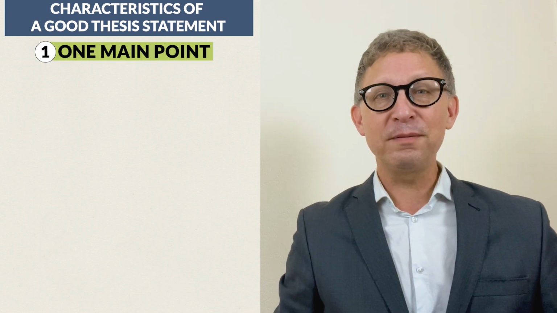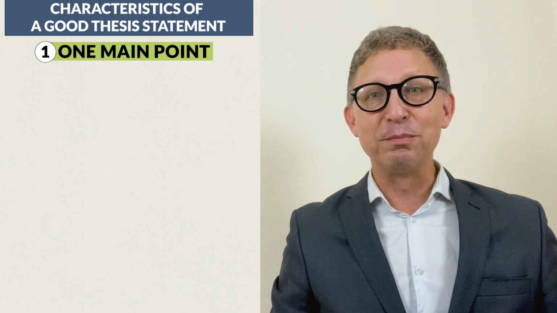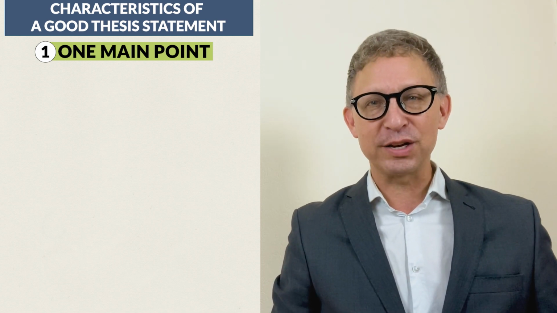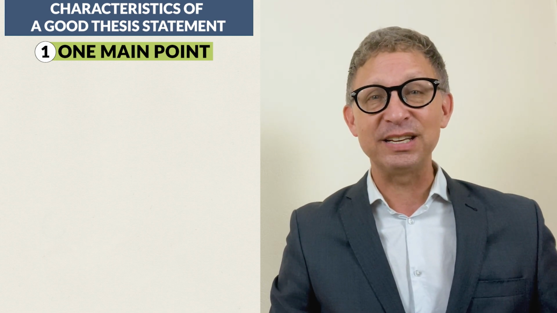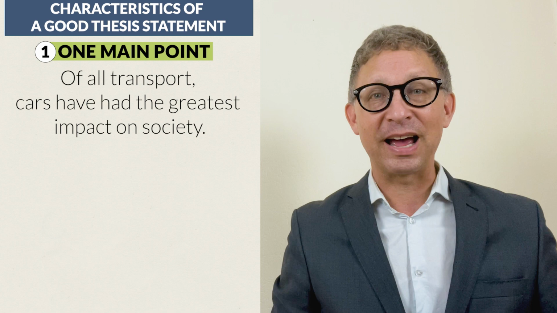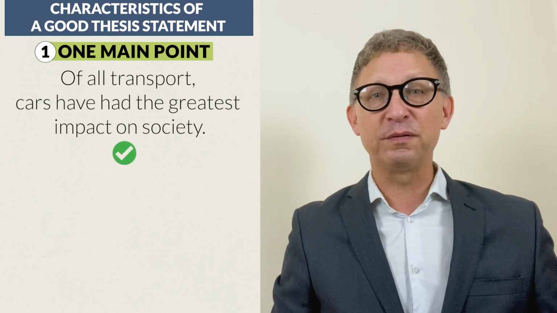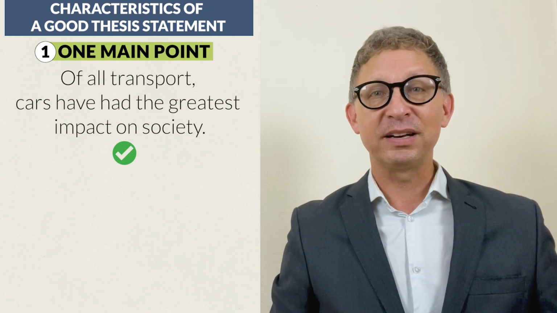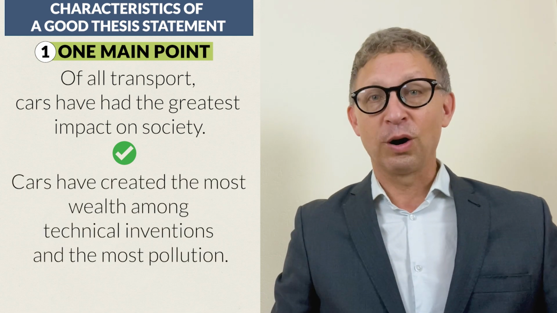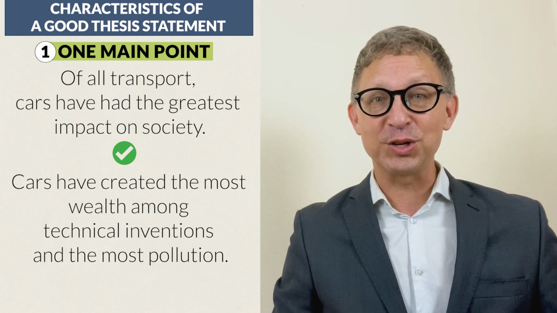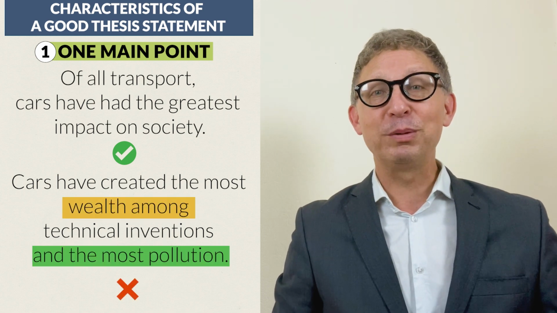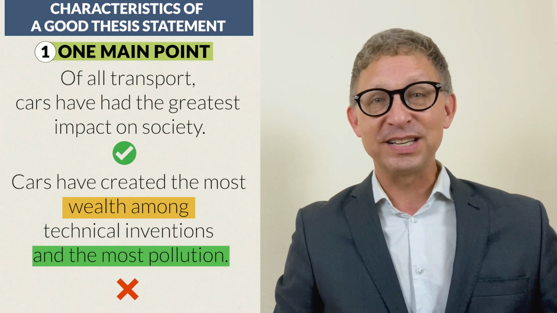First, it makes one main point. It's, of course, possible to make more than this, but it is much more difficult to argue 2 points convincingly and in equal measure. You can have subpoints, but I recommend sticking to one main idea. So, for example, "Of all transport, cars have had the greatest impact on society." With this thesis, you can focus solely on measuring impact. But if we try to argue 2 points, then the task becomes significantly more difficult. "Cars have created the most wealth among technical inventions and the most pollution." Here, we not only have to prove 2 very different points, but we must also justify why they are argued together in the same essay.